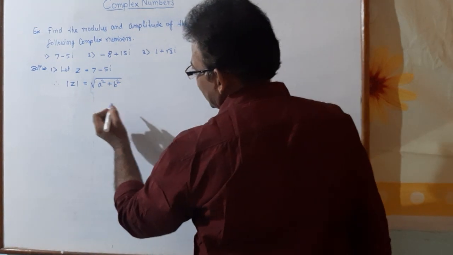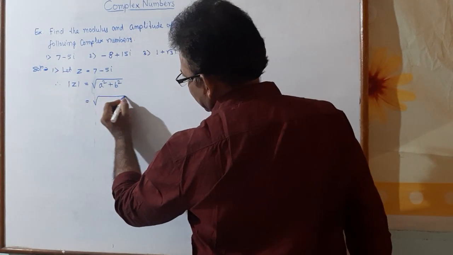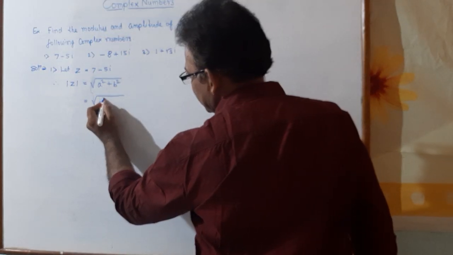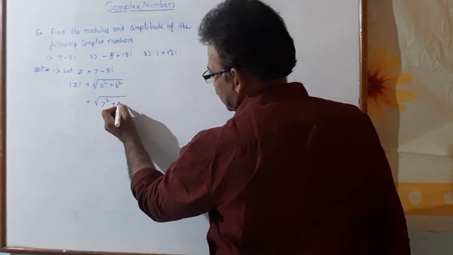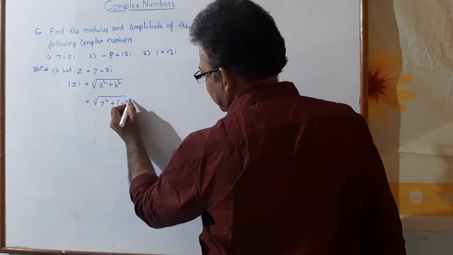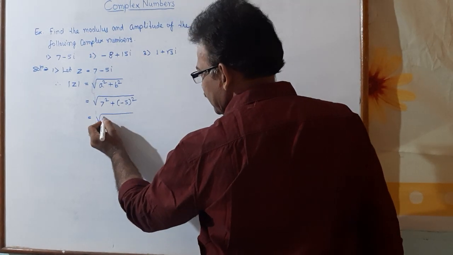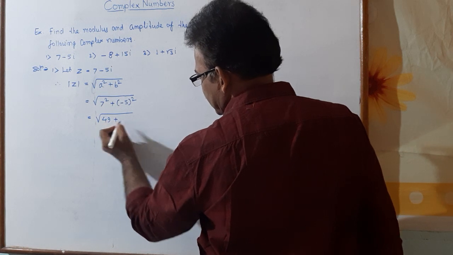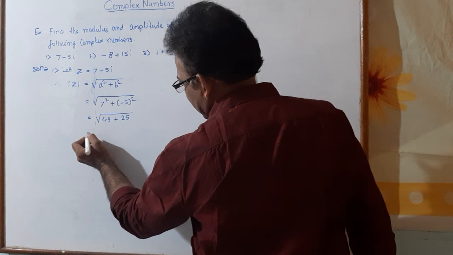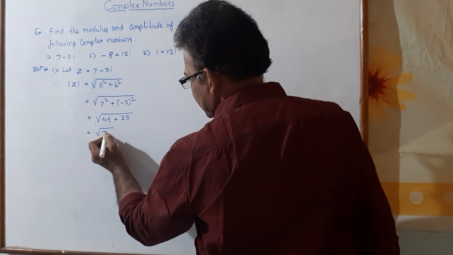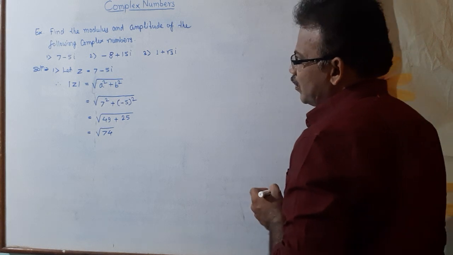Compare this 7 minus 5i to complex number a plus ib. So here a means 7, so we get 7 square plus here b means coefficient of i, that is minus 5, and take its square and simplify. So we get square root of 7 square 49 plus minus 5 square 25, right? And that is equal to square root of 74. So modulus of z is nothing but root 74.